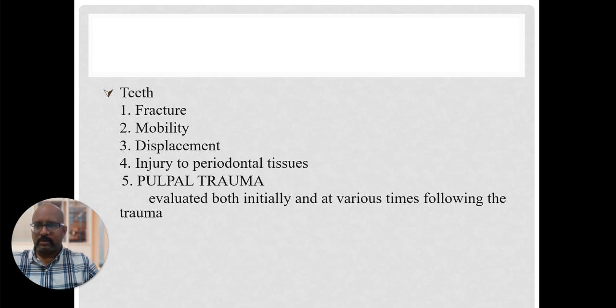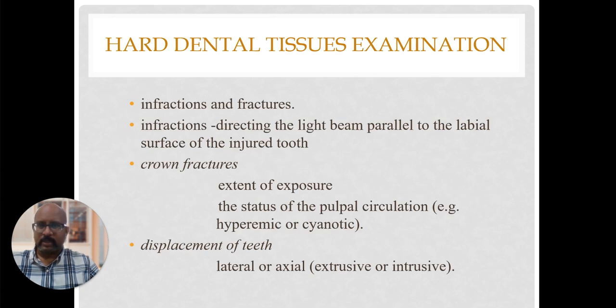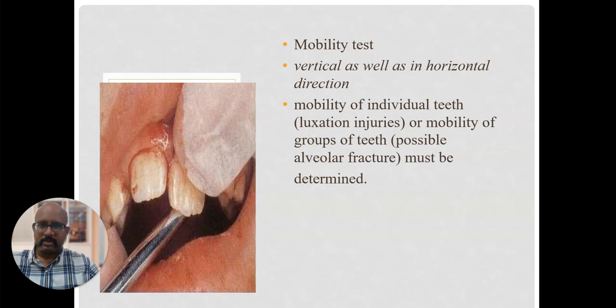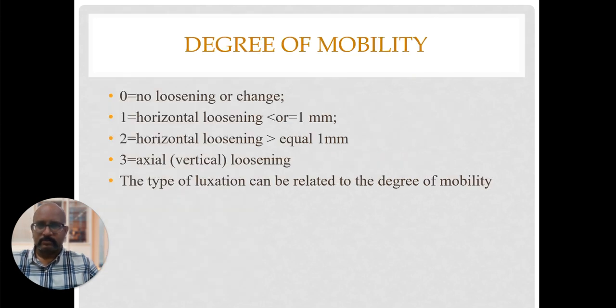For the teeth, we need to check for fracture, mobility, displacement, injury to the periodontal tissues and pulp. In hard tissues, we need to check for crown fractures, exposure, and status of the pulpal circulation by pulp testing, and displacement of the teeth by radiograph and clinical examination. For the mobility test, we check whether the tooth is mobile vertically and horizontally as well, and we grade the mobility of a tooth based on the extent.